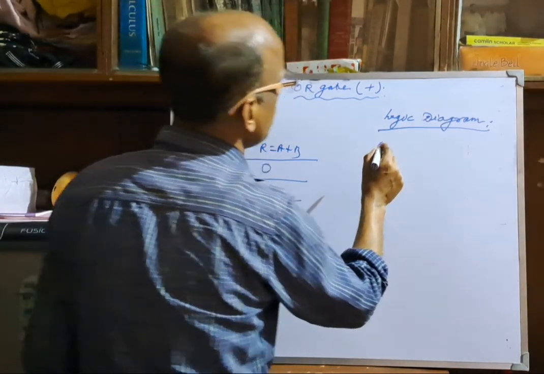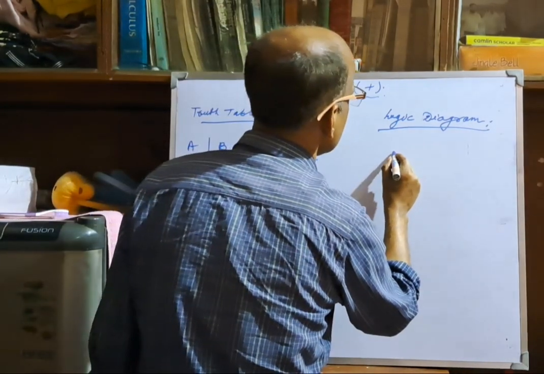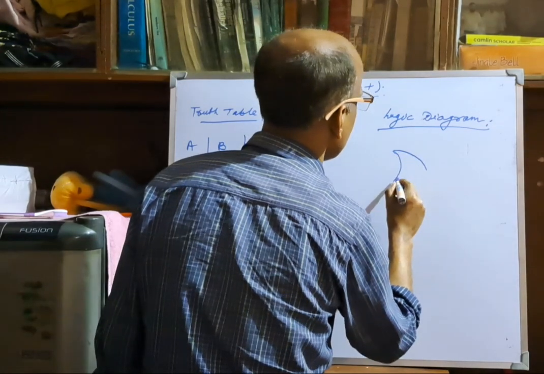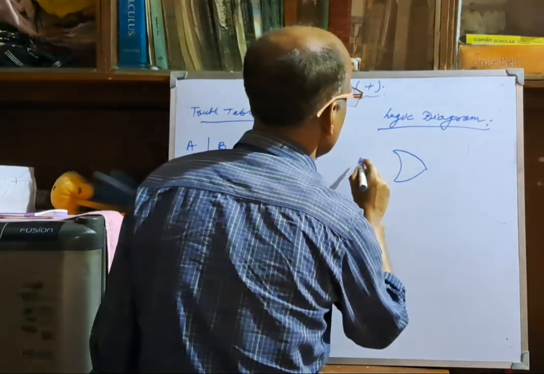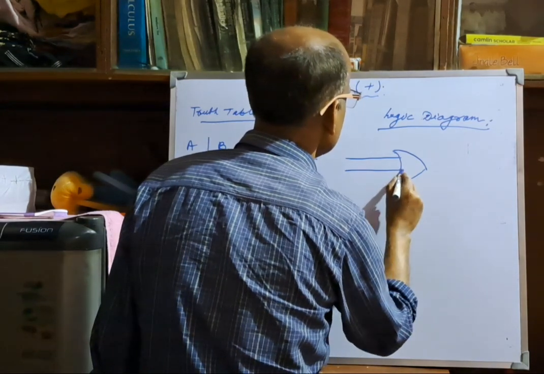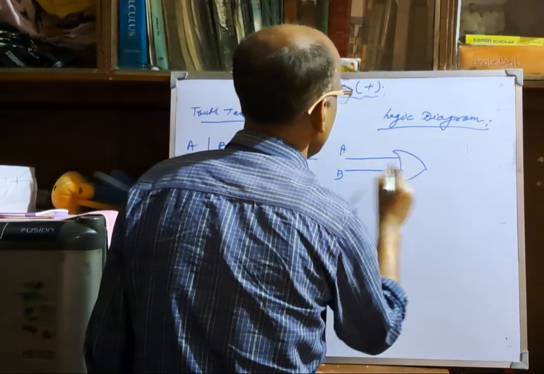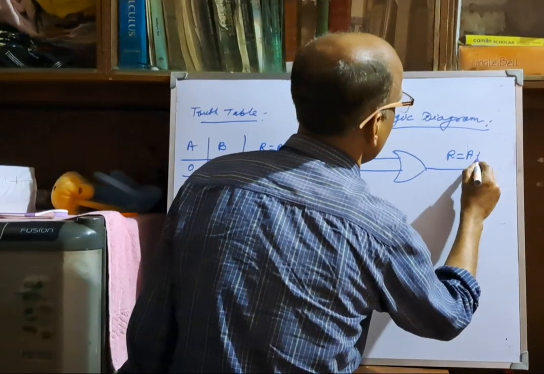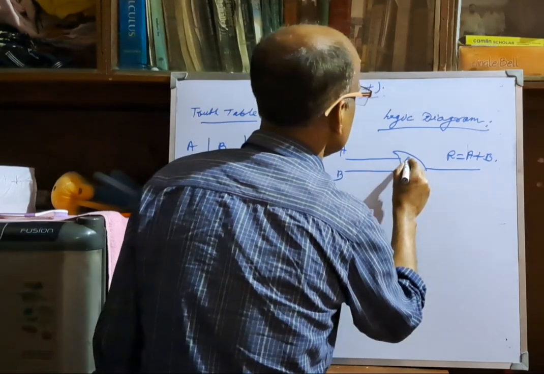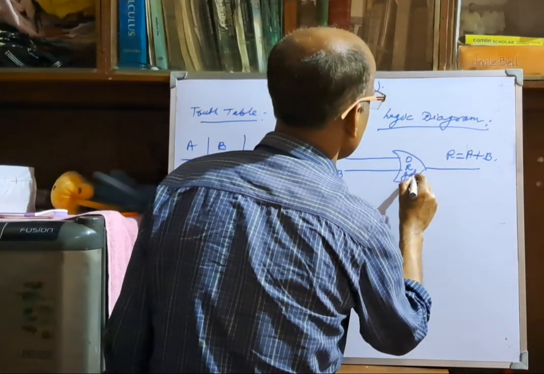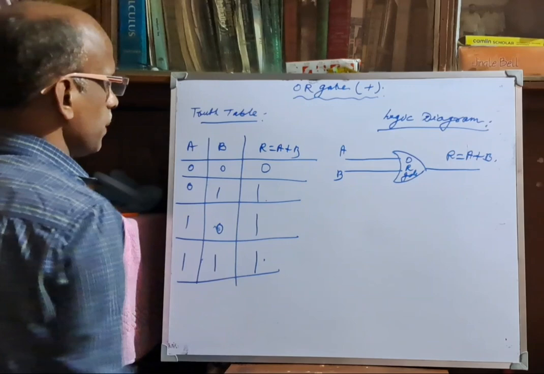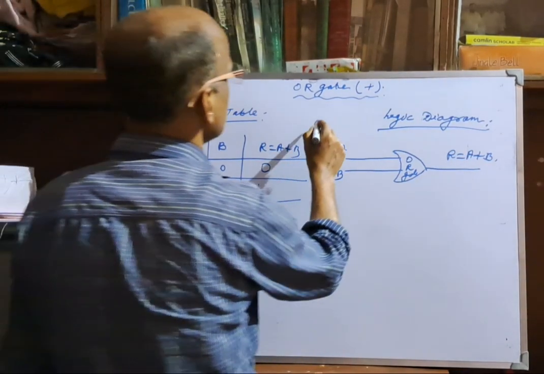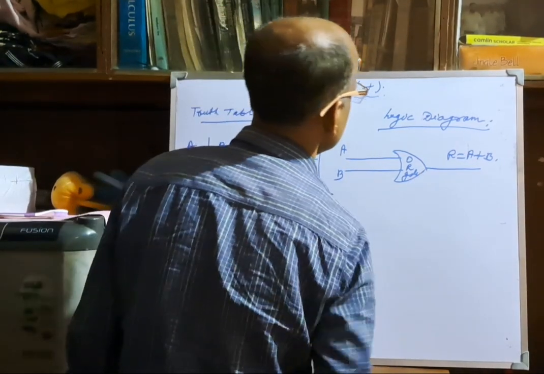And the logic diagram you just see here. This is the input A and B, and this is the output R, which shows the relation A plus B. Okay, so this is the OR gate. The truth table I have drawn already. So two things are very important: one is the truth table, and another is the logic diagram.